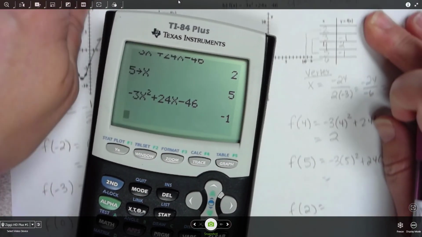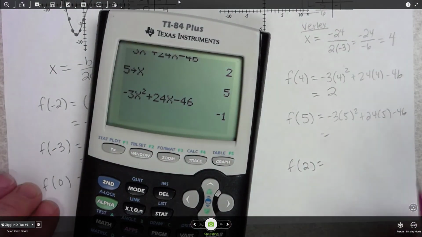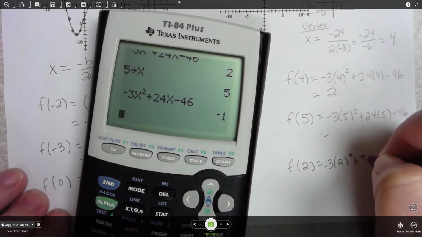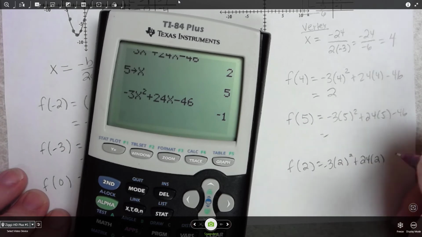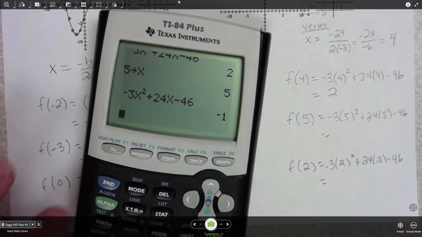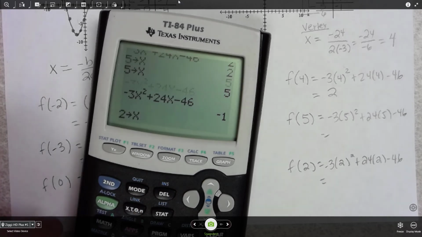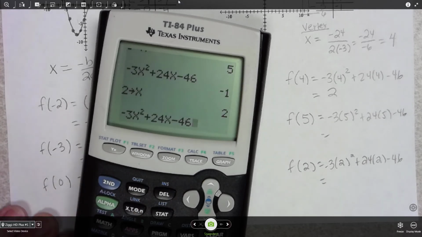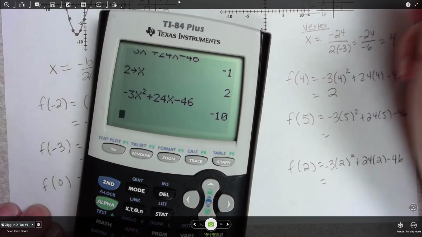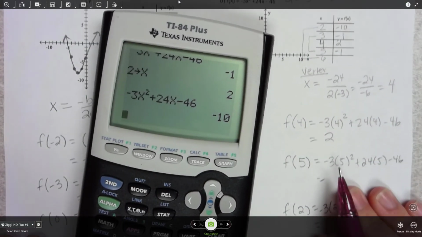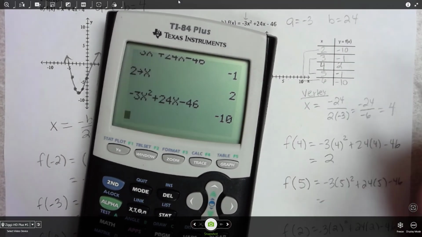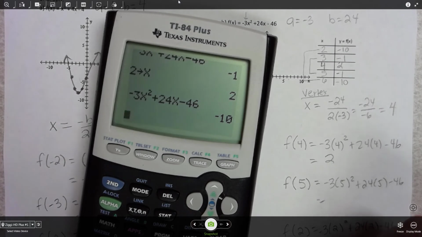Alright, lastly we'll do 2. So everywhere there's an x, I'm going to replace it with a 2. I'm going to let my calculator do these calculations here. So I'm going to store 2 in x, recall my function. Alright, and I get negative 10. So that means that also when 6 is x, y is negative 10.